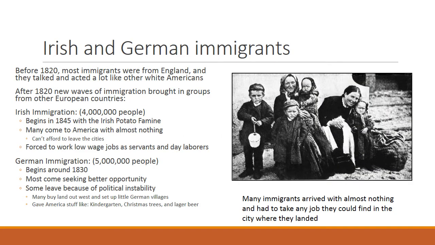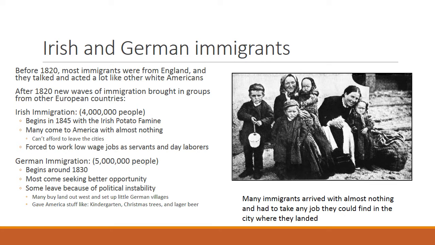The two biggest immigration groups that came over during the 1800s were the Irish and the Germans. And this was a big change because before 1820, most immigrants to the United States came from England, and they talked and acted a lot like other white Americans. But after 1820, these new waves of immigrants come from different countries and start to shake things up in American culture.